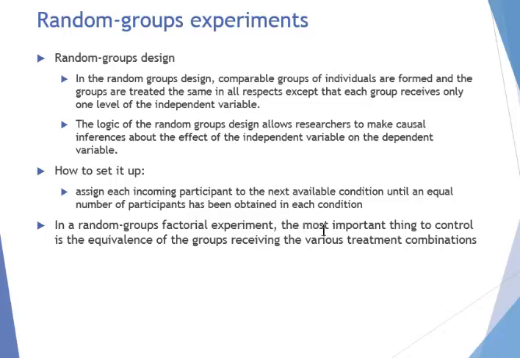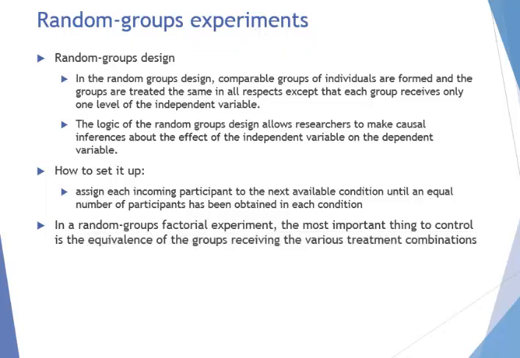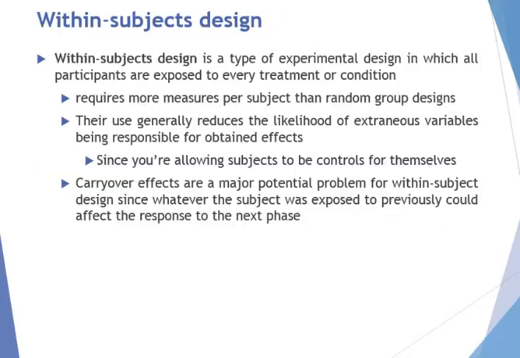And of course, the most important thing also to control is the equivalence of the group receiving the various treatments. You want to make sure they're both in a light room or both in a dark room. You want to make sure that they both have had a similar amount to eat or drink. You want to make sure that they're not sick. Obviously, you want to try to keep all the rest of the factors as comparable as possible.